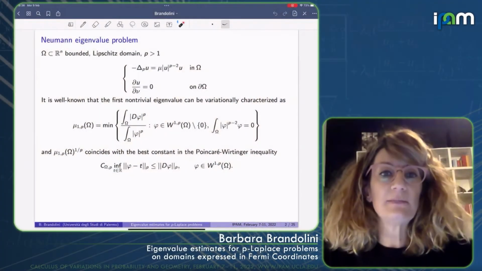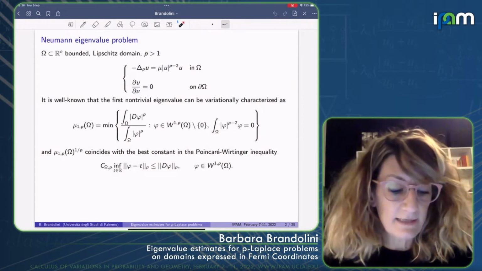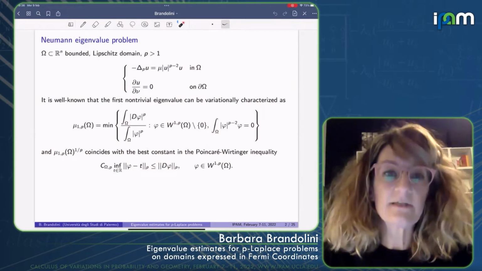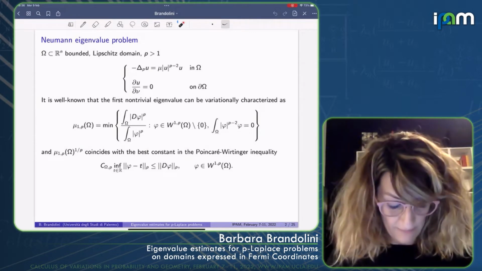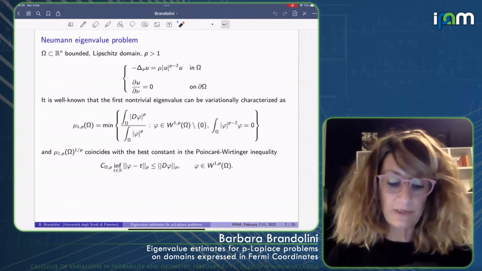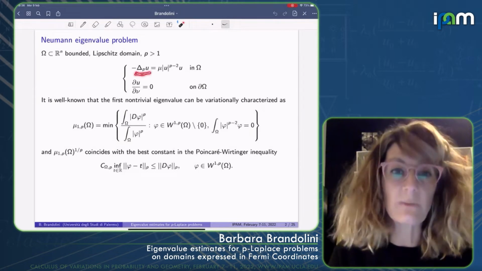Okay, I will tell you about eigenvalue estimates for p-Laplace problems. In the first part of my talk, omega will be a bounded Lipschitz domain in R^n, and p is a real number greater than 1. We are interested in this eigenvalue problem for the p-Laplace operator, as usually denoted by delta p.